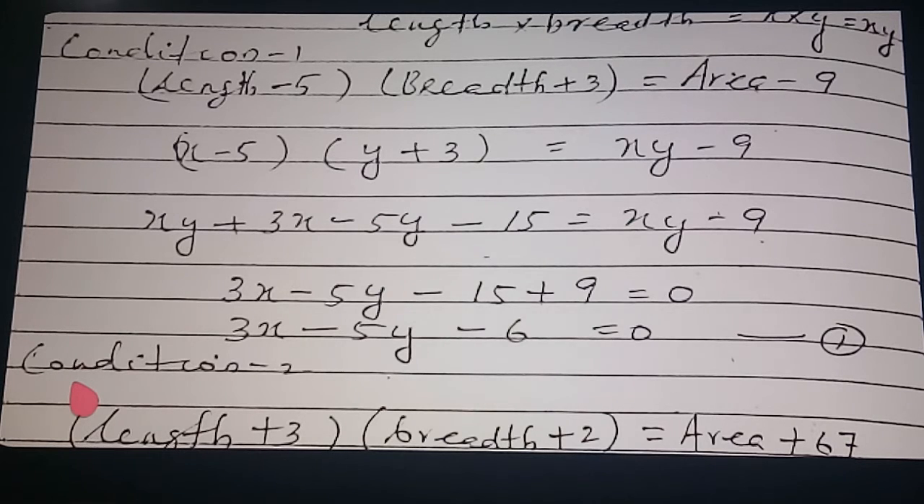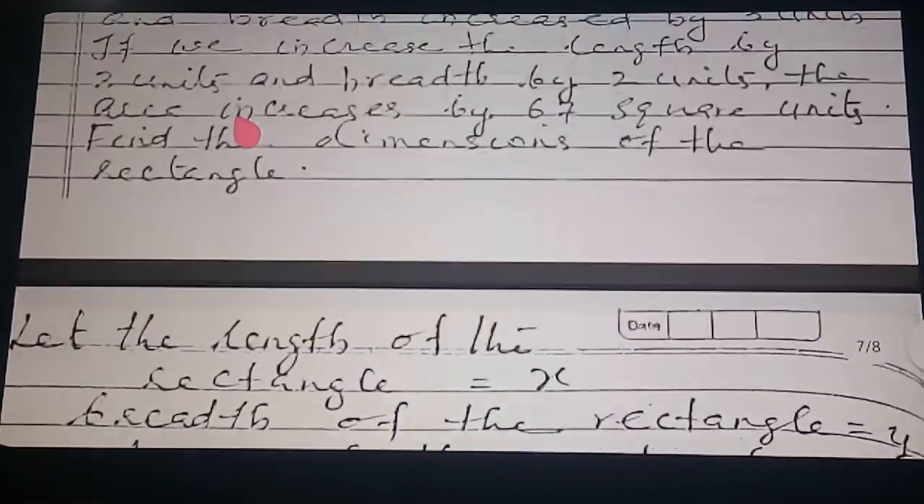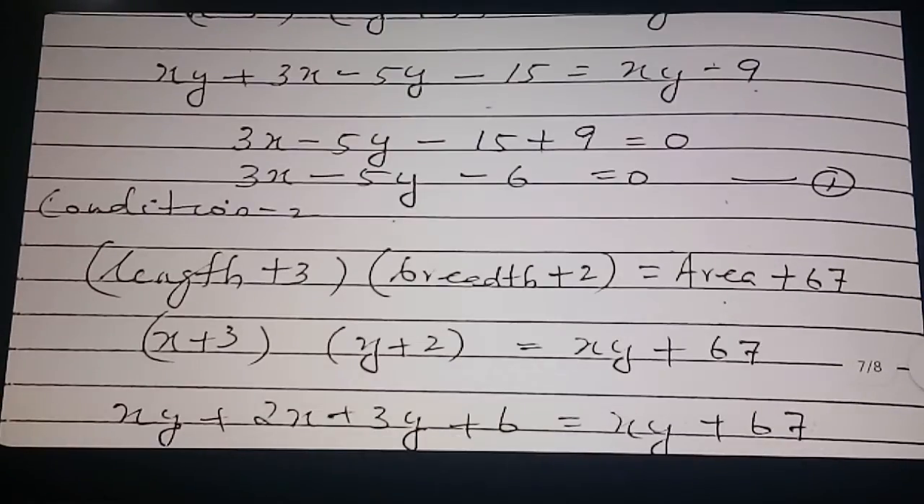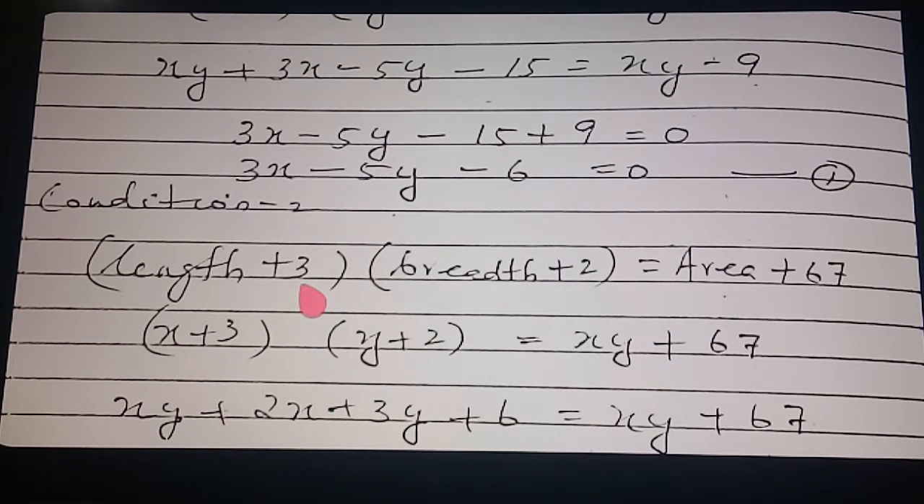So according to condition number 2, you make the equation. We can see the question. Length is increased by 3 units and breadth is increased by 2 units. So length how much increasing? 3 units increasing, that is length plus 3. Breadth is how much increasing? 2. So breadth plus 2. Basically area how much increasing? Original area plus 67. Understood now? So here x plus 3, here y plus 2 is equal to xy plus 67.